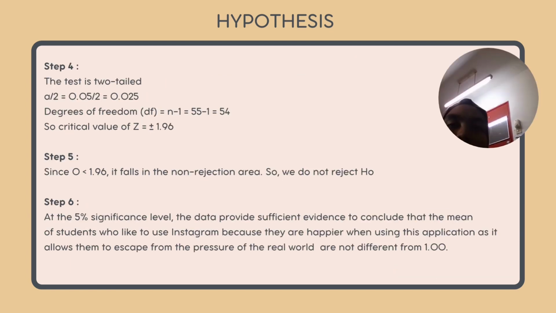So z is equal to 0. The next step is that we need to find the critical value of z. The test is two-tailed, so you need to divide the significance level by 2, and then you will get 0.025. Then you need to calculate the degrees of freedom, because you need to refer to the z table, so you need to know the degrees of freedom. The degrees of freedom is 54, so we estimate that the critical value of z is approximately 1.96. Since 0 is less than 1.96, it falls in the non-rejection area, so we do not reject the null hypothesis. At the 5% significance level, the data provides sufficient evidence to conclude that the mean of students who like to use Instagram because they are happier when using this application, as it allows them to escape from the pressure of the real world, is not different from 1.